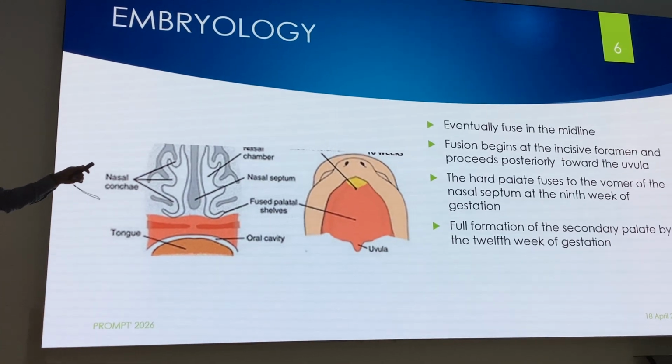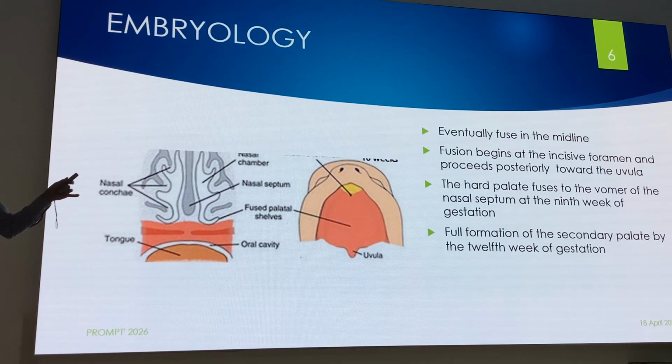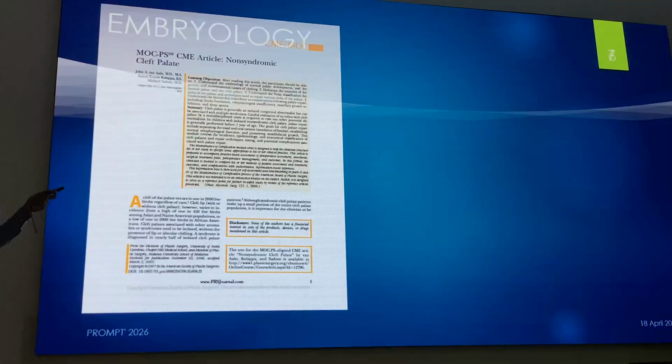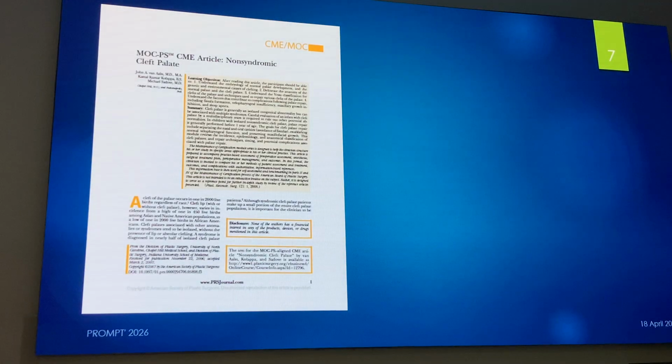Fusion begins at the incisive foramen and proceeds posteriorly towards the uvula. It's like a zip. It just closes down. There are so many embryonic processes going on during that fusion. The hard palate fuses to the vomer of the nasal septum in the 9th week of gestation. That's very important when you look at unilateral and bilateral clefts, where the vomer is positioned. Those things are very important. Full formation of the secondary palate is complete by the 12th week of gestation. So this will give you an idea about the syndromic cases and the embryology of the cleft, if you can access it.